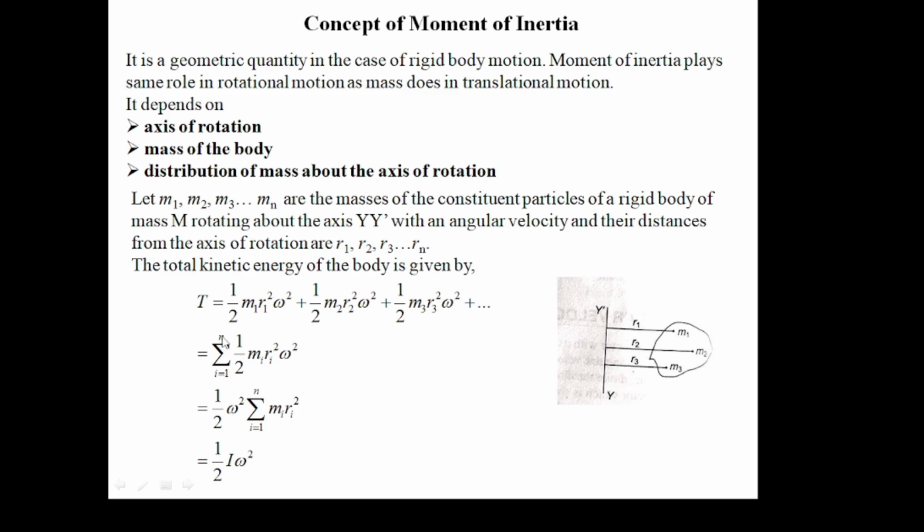So T is equal to the summation from i equal to 1 to n of half mi ri square omega square. That means half omega square times the summation from i equal to 1 to n of mi ri square. This summation from i equal to 1 to n of mi ri square is equal to I, and that is called the moment of inertia. So I is equal to m r square.